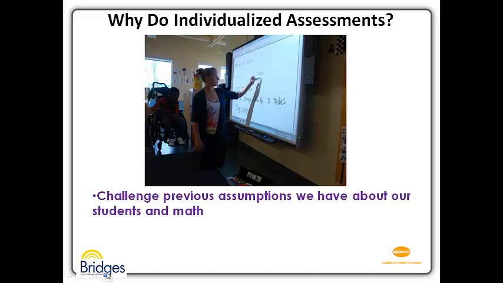We do individualized assessments to challenge the previous assumptions we may have about our students and math. I mentioned that sometimes as special education teachers and classroom teachers, we struggle to determine what these students actually know about math. And so often we operate under assumptions. We assume they know a concept because they've been exposed to it for many years, but in fact maybe they haven't mastered that concept. The opposite is also true. We assume because they can't communicate their learning in a way that is typical that they haven't gleaned the knowledge that they may in fact have. So this tool will really reveal that to you.